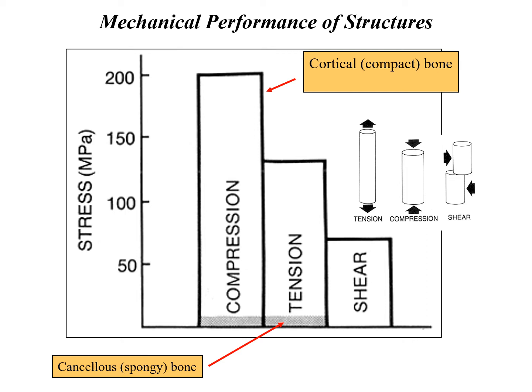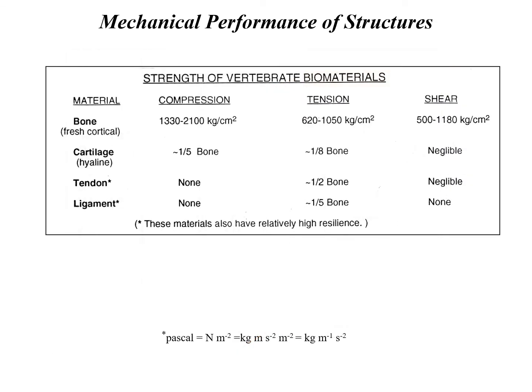The type of bone also makes a difference. So these gray bars that you can see down at the bottom of the compression and tension bars are the trabecular or the spongy bones. And they're considerably weaker than the cortical bones. And they're not that different. So spongy bone withstands tension about as well as it does compression, which is really pretty interesting. Other biomaterials such as cartilage, tendon, and ligaments also have different strengths depending upon whether they're loaded in compression, tension, or shear.